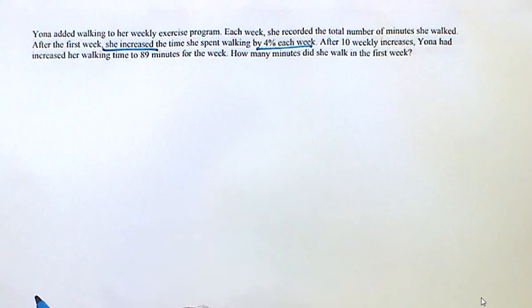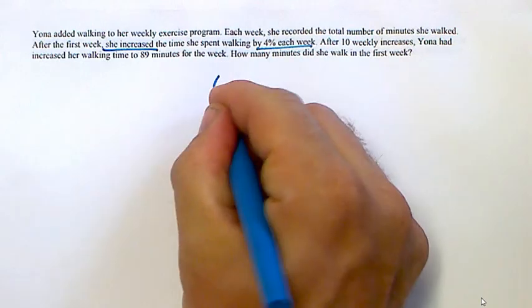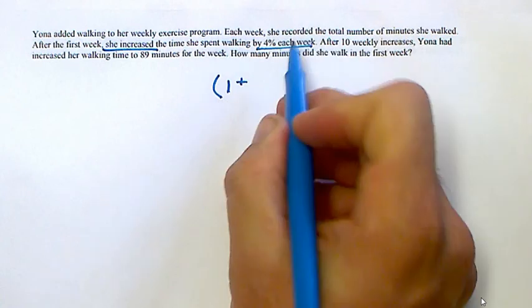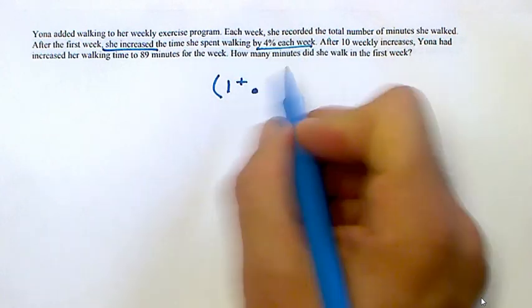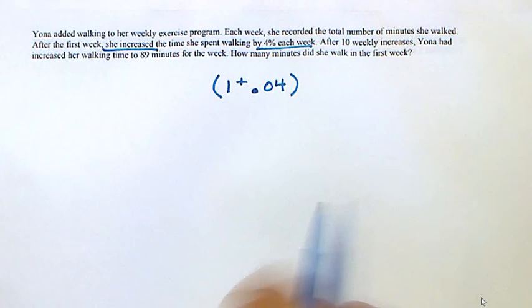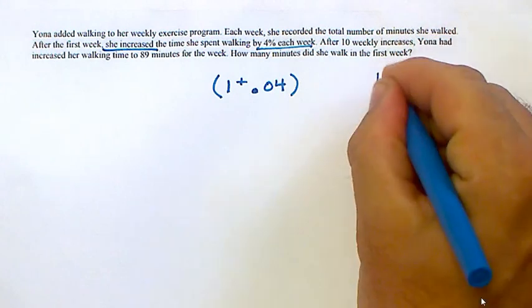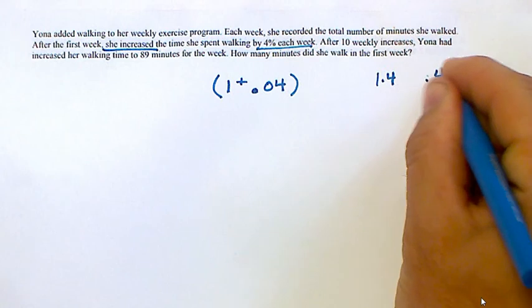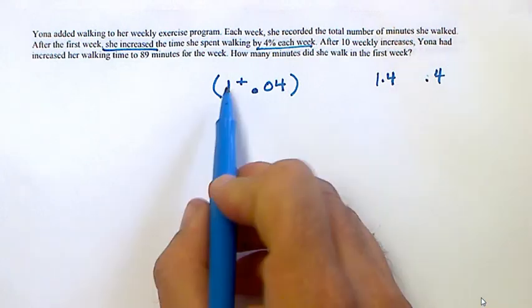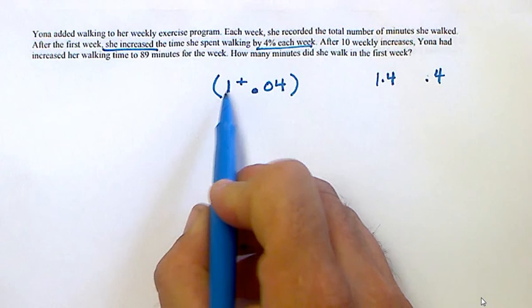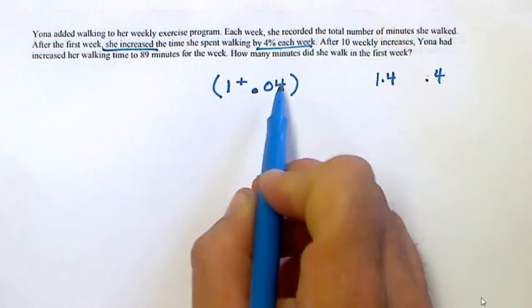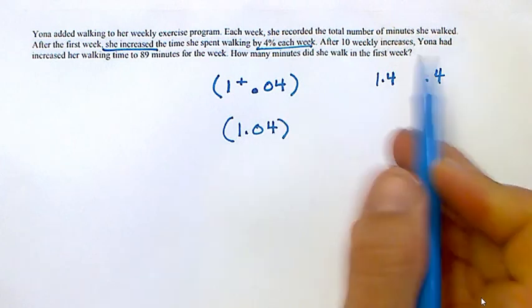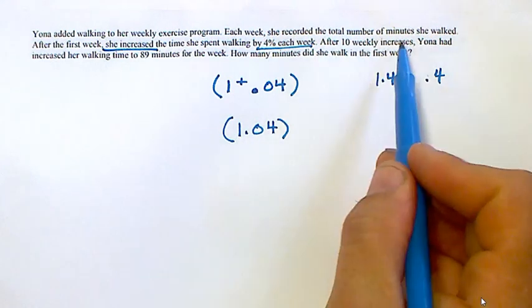All right? So what you like to do is take the 1 plus or minus. This is an increase, so we're going to go plus the 4% as a decimal. Don't make the mistake of making this 1.4. Don't make the mistake of making this a 0.4 increase. You have the whole. This includes the whole. You're taking what you have and increasing it by 0.04. So you're multiplying by 1.04. And this is after 10 weekly increases. So I have the time there.